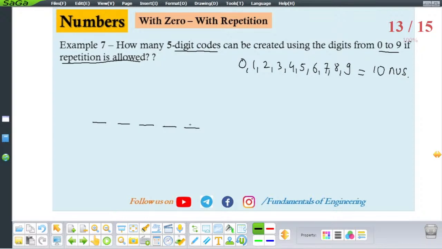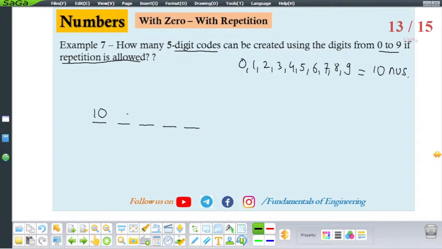So how many 5-digit codes? The code can start with a 0. Here it is not a number, we have a code to form. So there is a possibility that all 10 digits can come at the first position.